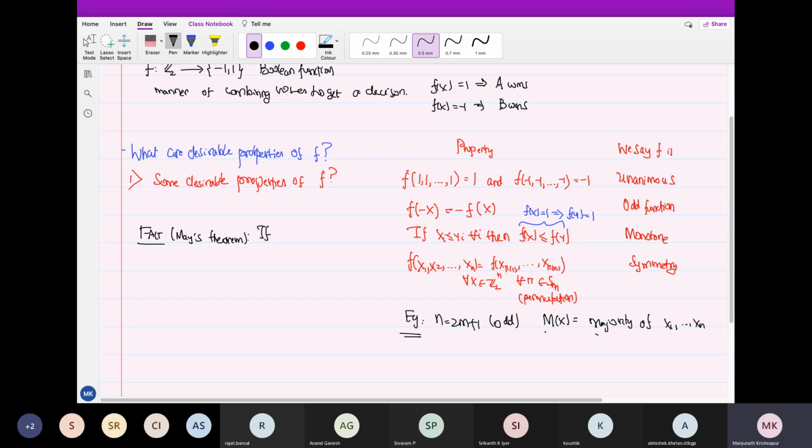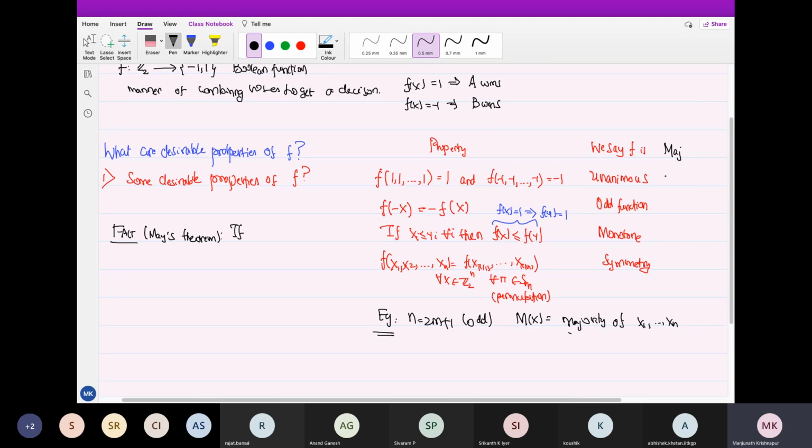So what properties does this one have? Let's say for majority, does it have unanimity? If everyone votes 1, it is 1, and if everyone votes minus 1, it is minus 1. Is it an odd function? Yes, n is odd here, so majority is well-defined. And if everyone flips, the decision goes the other way. Is it monotone? Yes. If you convert some of the minus ones to plus ones, majority can only go up. And does it have symmetry? Sure, it's very obvious.